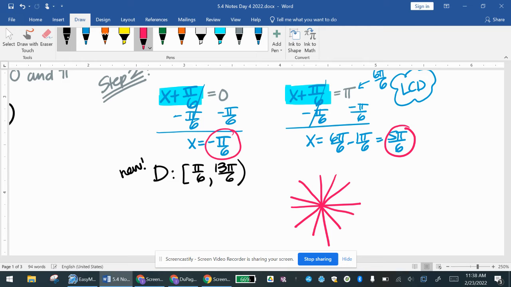Okay, so negative pi over 6 would be over here. So I'm going to write myself a little note, right? If this is 0, you go down. That would be negative pi over 6. And I'm also going to graph 5 pi over 6. So 1 pi over 6, 2 pi over 6, etc. 5 pi over 6 would be right here.